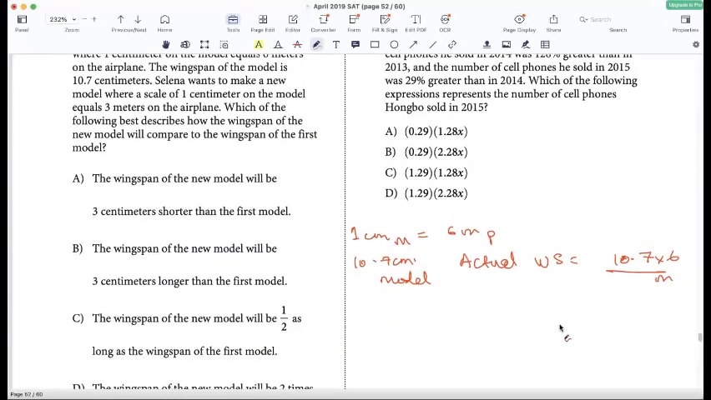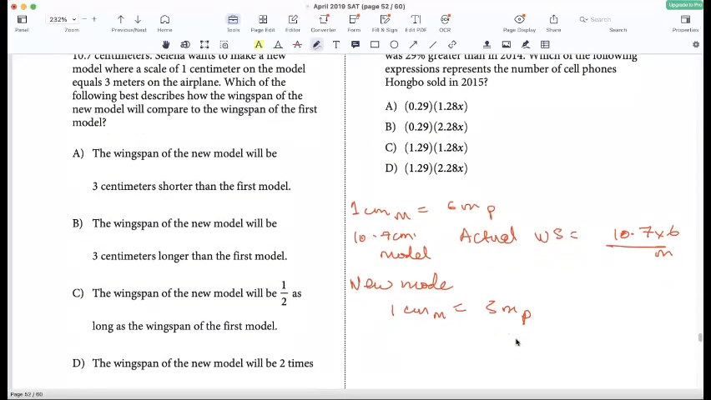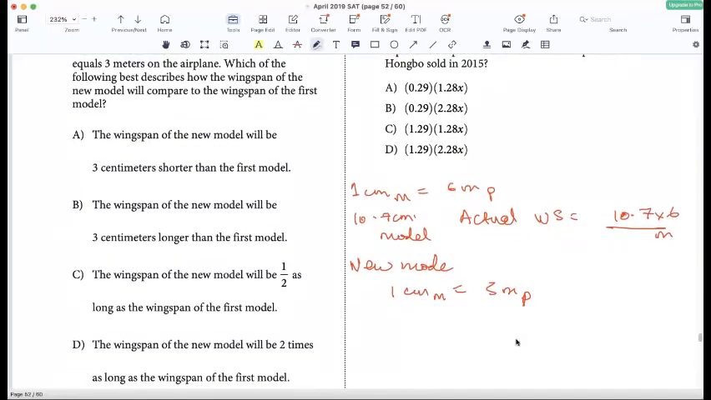Selena wants to make a new model where a scale of 1 centimeter on the model equals 3 meters. Okay, so new model would have 1 centimeter on the model is 3 meters on the plane. Which of the following best describes how the wingspan of the new model will compare to the wingspan? Okay, so wingspan of the new model would be 10.7 into 6 by 3.